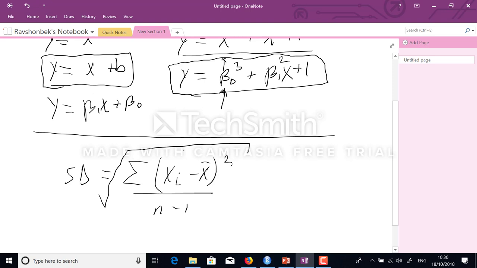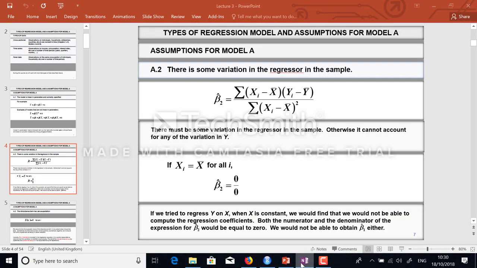Now, what's important in this formula is this part here, because n is fixed, it doesn't matter if n is big or small. Variance depends really on this part. So if you go back to this again, what I want to point out is that if you want beta to be non-zero, your x should really vary, fluctuate. There has to be some variation in x that can explain variation in y.